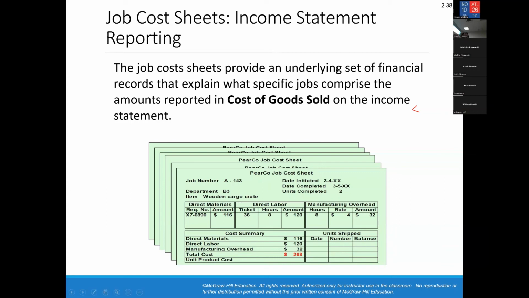All right, so the income statement reporting. We have the job cost sheets that provide the underlying set of financial records that explain what specific jobs comprise the amounts reported in the cost of goods sold on the income statement.